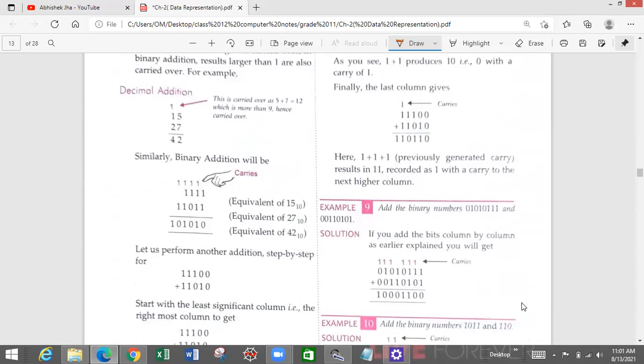See, first question is 1, 1, 1, 1 and 1, 0, 1, 1, 0, 1, 1. I am having 1, 1, 1, 1. And second number is 1, 1, 0, 1, 1. Whenever you are writing the second number, always start from the right end. First you write the rightmost digit. 1, 1, 0, 1, 1.